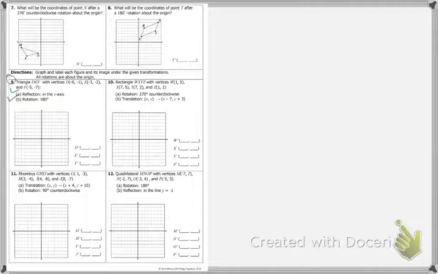So if we look at 9, we have D is -6, -1. Then we have E, -3, -2, and then we have F, -5, -7. So, first things first, we have to do what's called a reflection. That's what they're asking us to do first. We got to reflect on the x-axis.